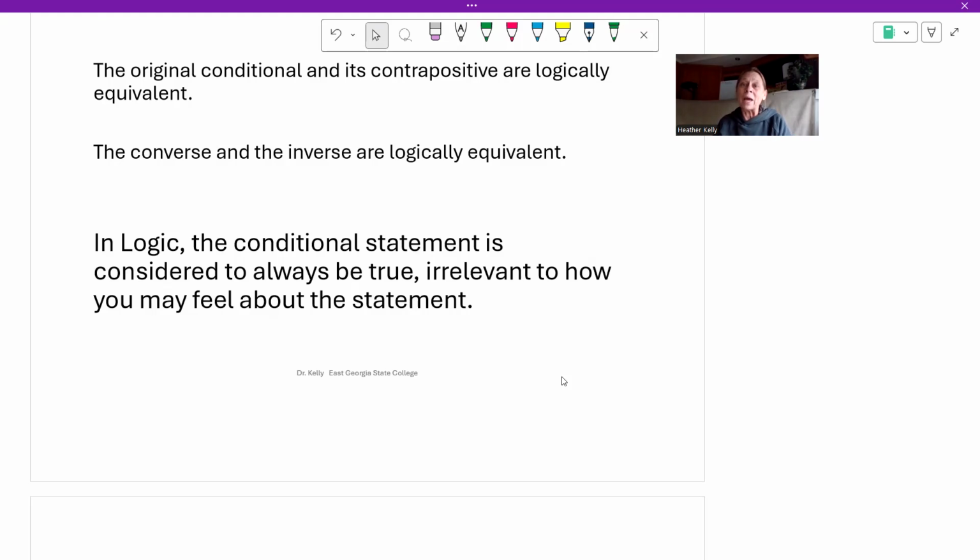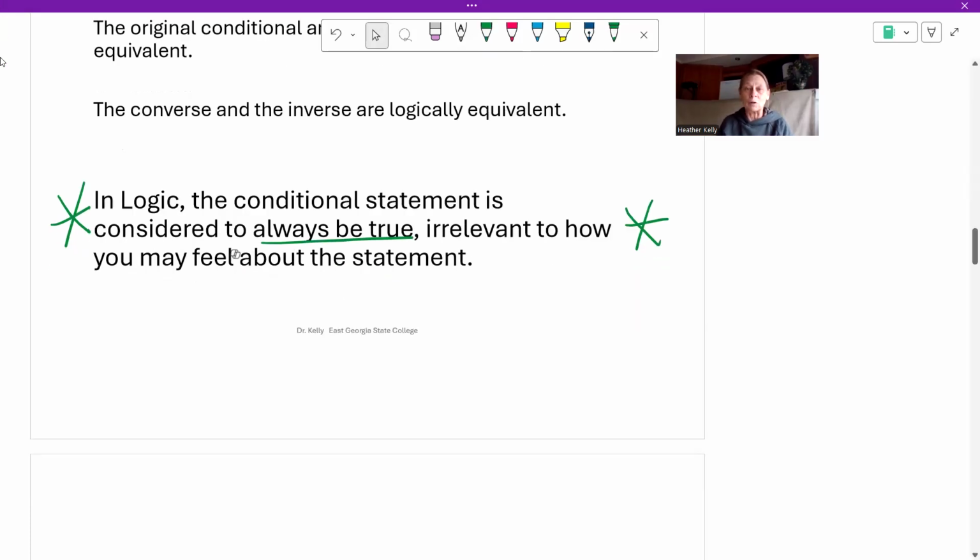What makes this math is the ability to always consider that conditional statement to be true. All the reasoning falls away if you don't follow it this way. Okay. So just want to make sure that you remember that big time. Hold on. Let me try to make a big star here. So the conditional is always true. All right, so let's keep on going.